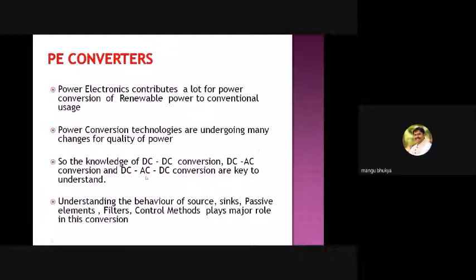So this is nothing but the electronic circuit we require, which I am not going to discuss in depth. Briefly, we require interface circuits which convert DC to DC, DC to AC, and AC to DC.